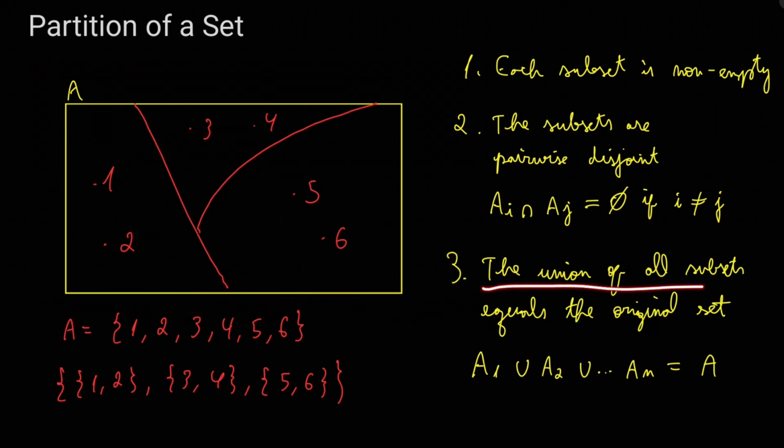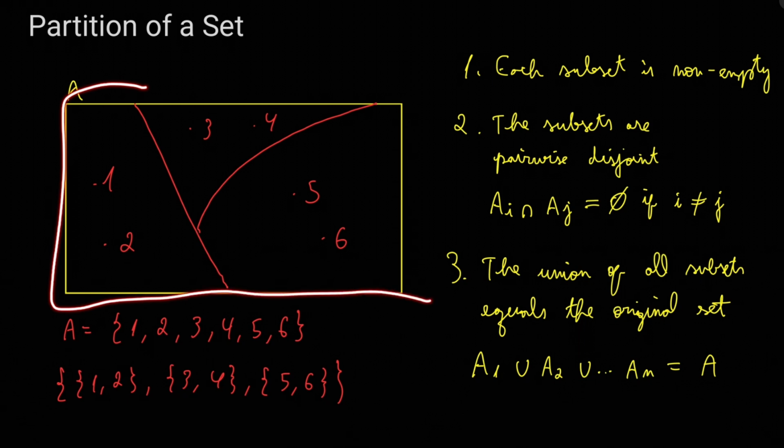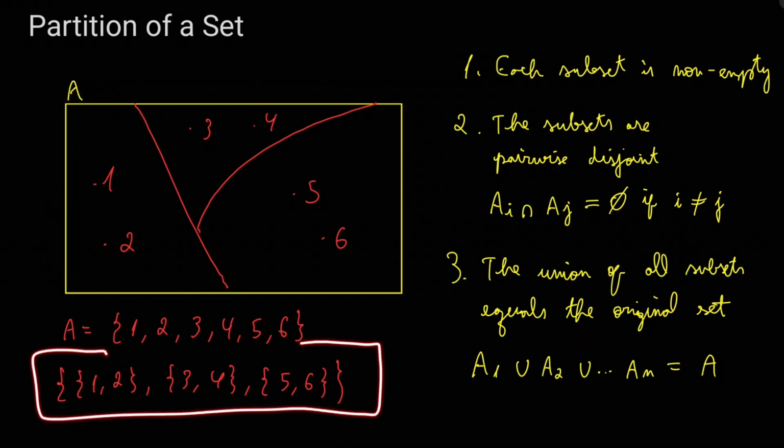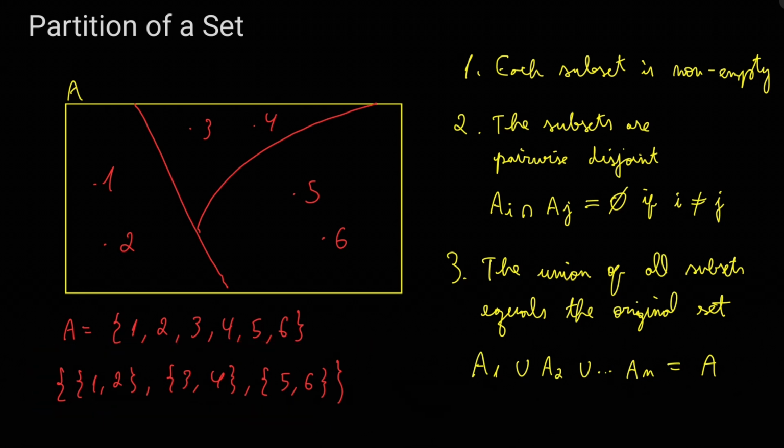And finally, the union of all subsets equals the original set. This is also true, right? We can see it in the Venn diagram that the union of all three subsets equals set A, and we can also see it down here. Together they cover all of A, so that's a valid partition.